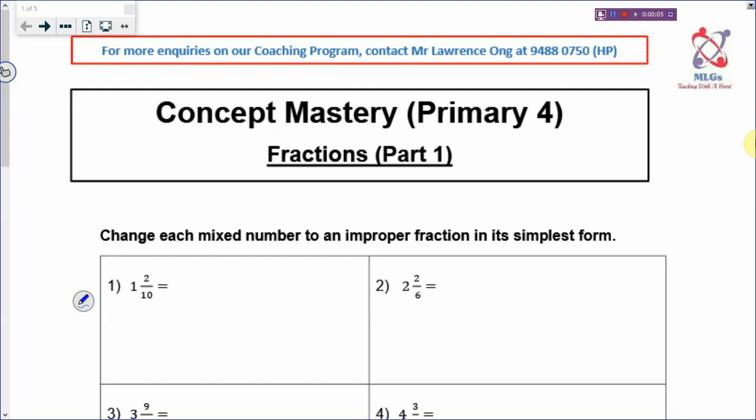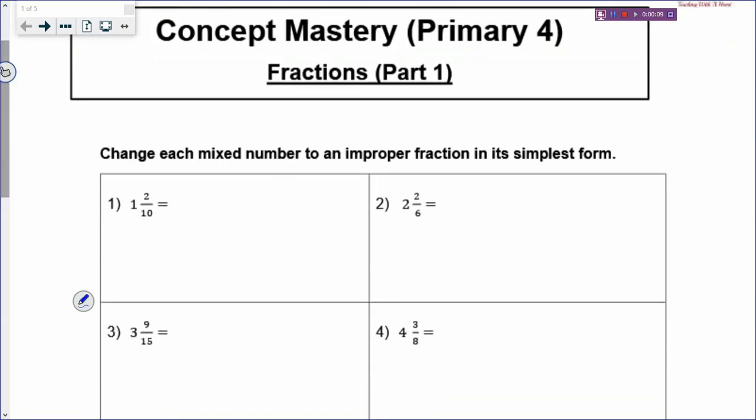Today we are going to look at fractions, and how do we change a mixed number into an improper fraction, and then how do we change it into simplest form. Alright, now what is a mixed number? A mixed number is a fraction that has a whole number with a fraction beside.